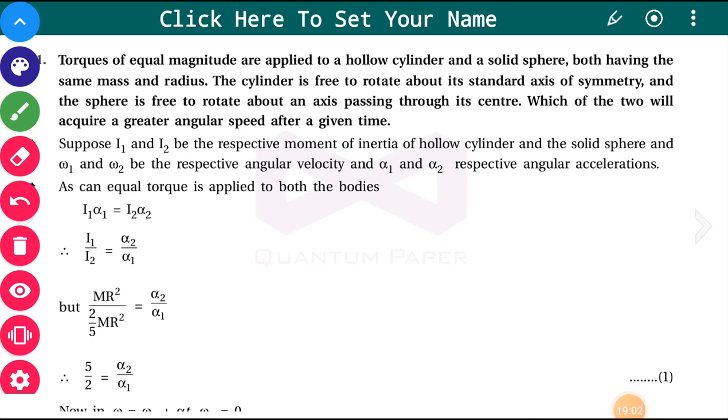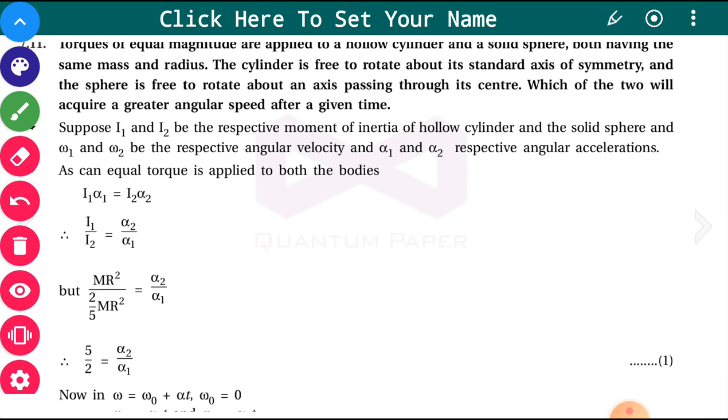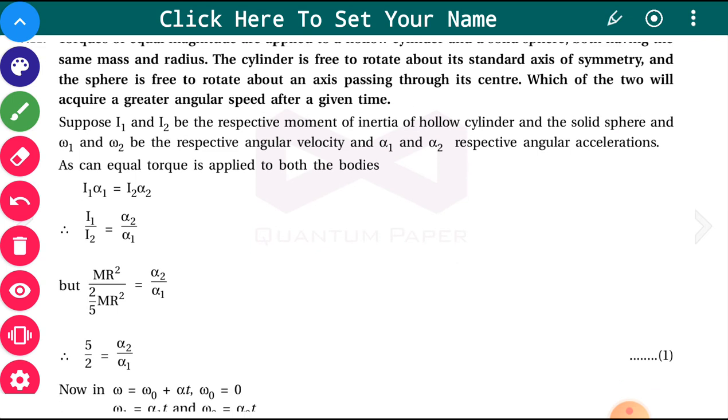Torques of equal magnitude are applied to a hollow cylinder and a solid sphere, both having the same mass and radius. The cylinder is free to rotate about its standard axis of symmetry, and the sphere is free to rotate about its axis passing through the center. Which of the two will have acquired greater angular speed after a given time?